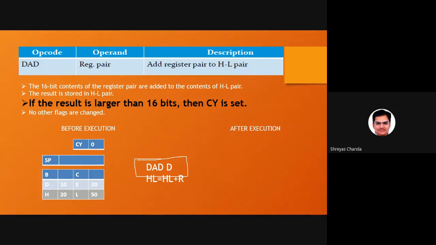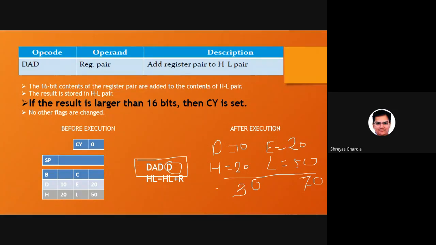Yes, very good. Not getting? What you are not getting? Let's consider here, I wrote DAD D. That means what is the content in D? 10. What is the content in E? 20. What is the content in H? 20. And what is the content in L? 50. When you do the addition, what will you get? So here 0 plus 0 is 0, 5 plus 2 is 7. Here 0 plus 0, and 2 plus 1, 3. So this will be in HL.